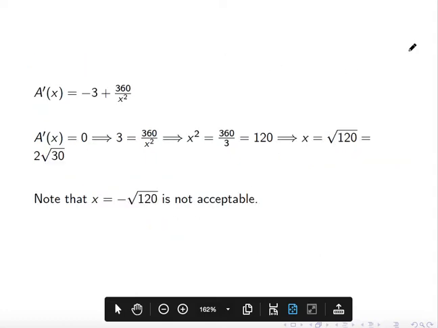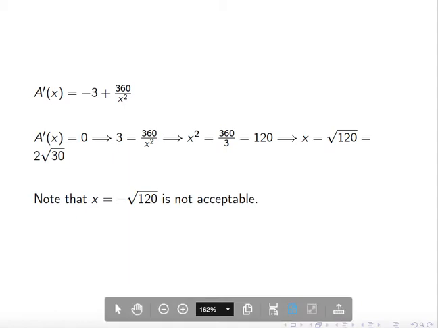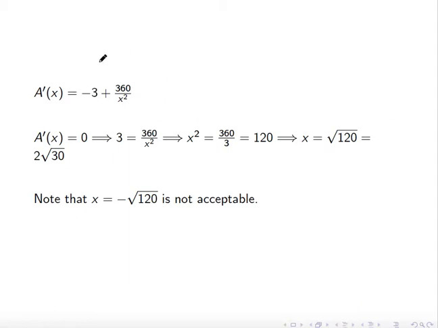Okay, we find the derivative of the function, and the derivative is negative 3 plus 360 over x squared, and it's very easy to find the zeros of the derivative. Just set it equal to 0, and the answer is going to be square root of 120, which is equal to 2 square root of 30. You just write 120 as 4 multiplied by 30 and bring 2 out.